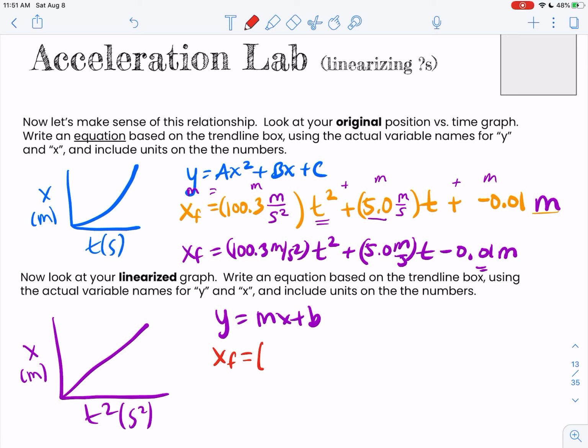Okay, so here goes my linear graph. My a value in my linear graph was 104.2 something. And now my x variable is t squared, because that's now on my x-axis. Plus my y-intercept was 1.05 somethings. Again, I still have to have this be meters, meters, meters. Everything still has to be meters because it's an x equals. So that means this is going to be meters, and this is going to be meters per second squared.